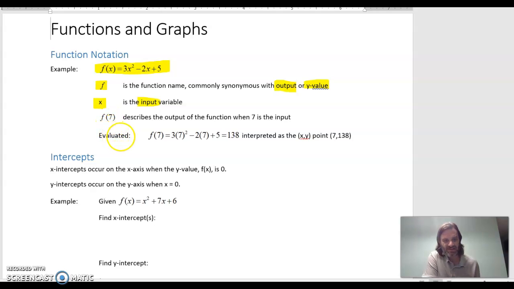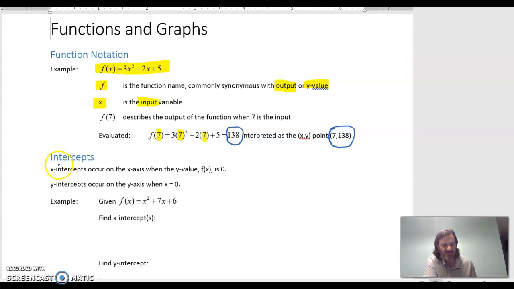But if we want to actually find a value, for instance, f of 7, that means we would take that 7 and plug it into the function everywhere. So where we have 3x squared minus 2x plus 5, that would be 3 times 7 squared minus 2 times 7 plus 5, which would eventually give me 138. So more or less that's an x of 7 going in and an output of 138 coming out. So that's like an xy point on a graph, and that should be something you are familiar with.